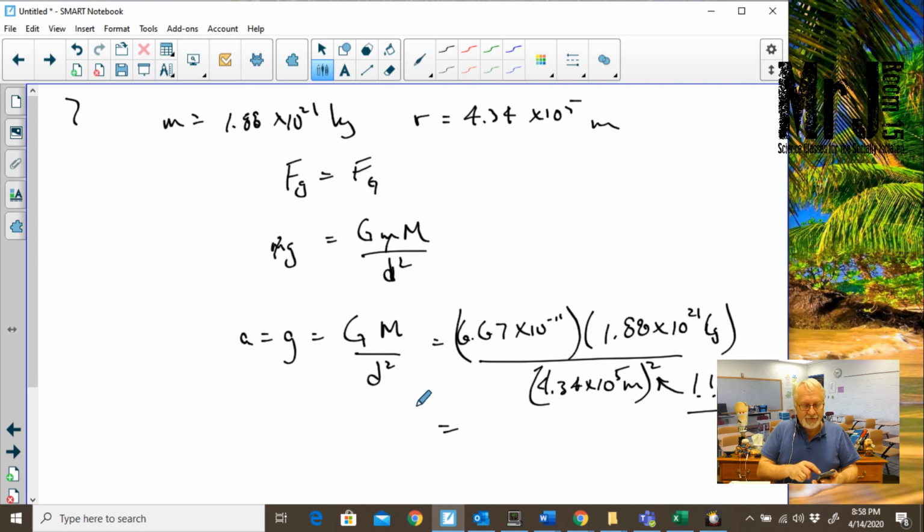So on the Casio FX 260 solar: 10 to the negative 11, 2 for you, Tim, times 1.88, 10 to the 21, divided by 4.34, 10 to the 5th, squared, equals. So the acceleration due to gravity, our G, our A, is equal to 0.67 newtons per kilogram, or meters per second squared.